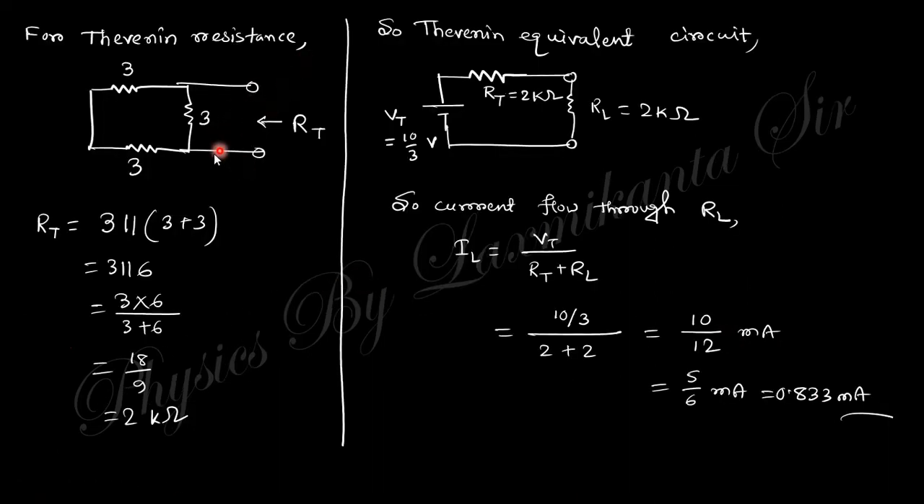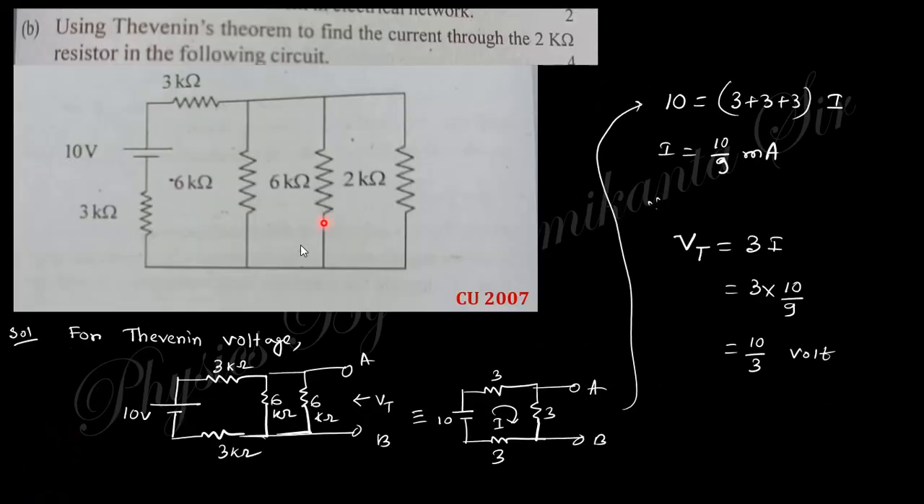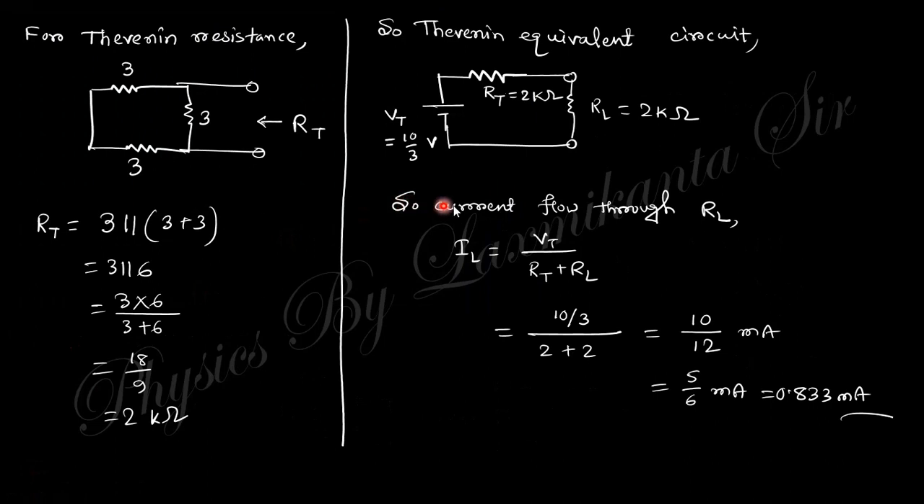For Thevenin resistance, this will be the equivalent circuit. So 3 series, sorry, 3 series with 3, that is 6, parallel with this 3. So we get 2 kilo ohm. So this is the Thevenin equivalent circuit, Thevenin voltage, Thevenin resistance, and the load resistance is also 2 kilo ohm. So finally we will get this one. So the current flowing through this resistance will be like that. So finally we will get this one. So this is the load current.